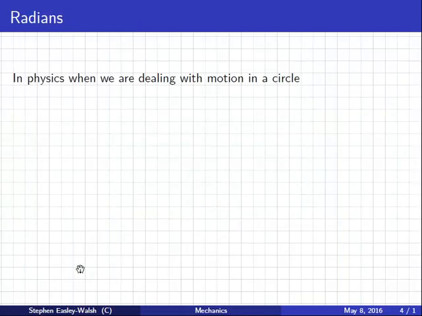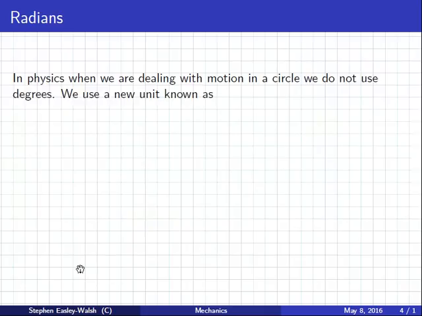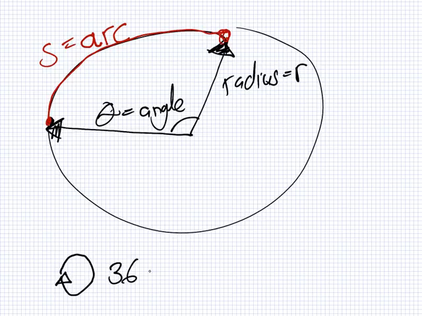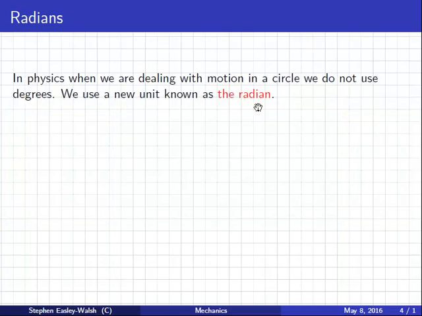So in physics, when we're dealing with motion in a circle, we do not use degrees. We use a new unit known as the radian. You know, for a circle, one full turn is 360 degrees. Now we don't use this unit in physics. We use a different unit called the radian. You will study more about this in detail in maths class, but for us, we're just calling it a new unit.